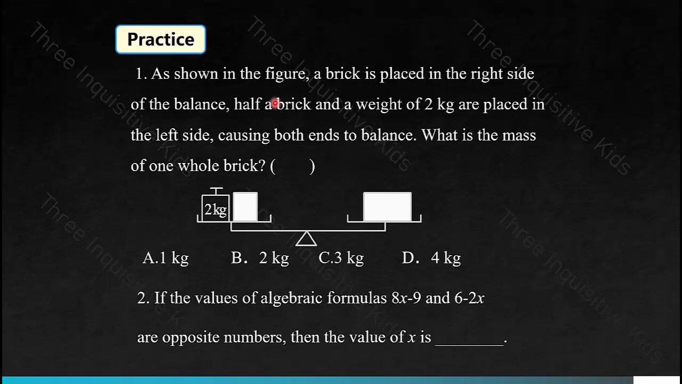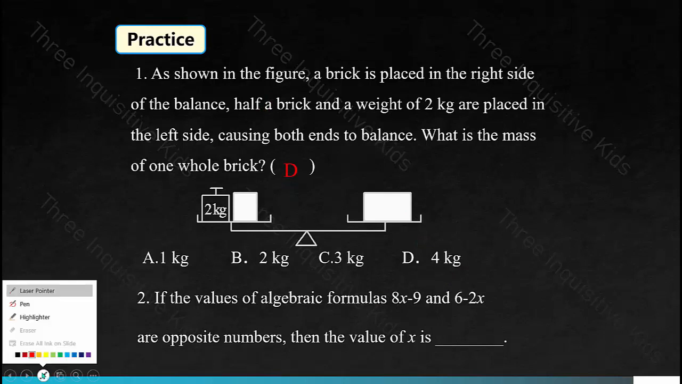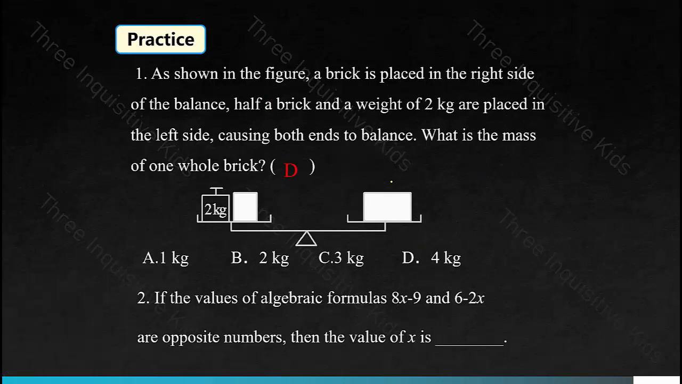So you can first rewrite this as an equation. So the correct answer is D. Let me go over this with you. This kind of uses the practice we learned from the last lesson, which is setting up linear equations according to problems. So here, what are we trying to find? We're trying to find the mass of one whole brick. So let's call this x.